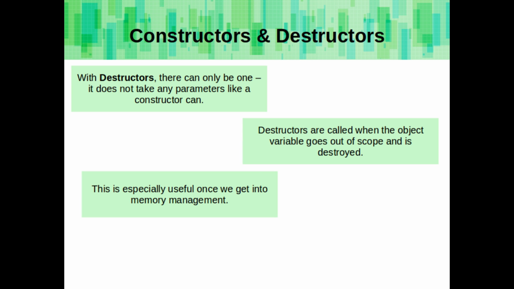Now with destructors, there can only be one. It does not take any parameters, and it can't be overloaded like the constructor can. Destructors are called when the object variable goes out of scope and is destroyed. This is especially useful once we get into memory management later.